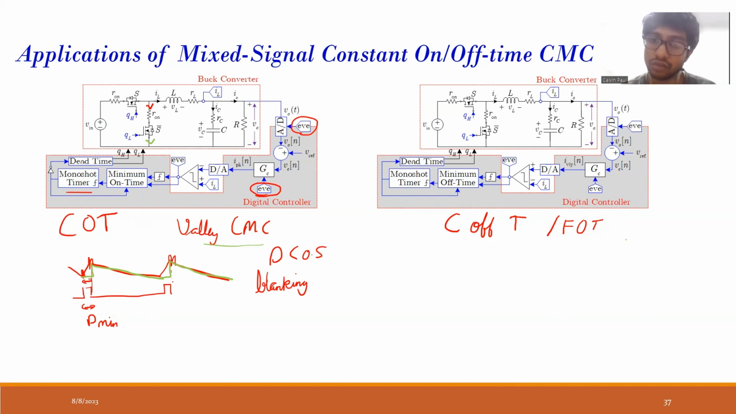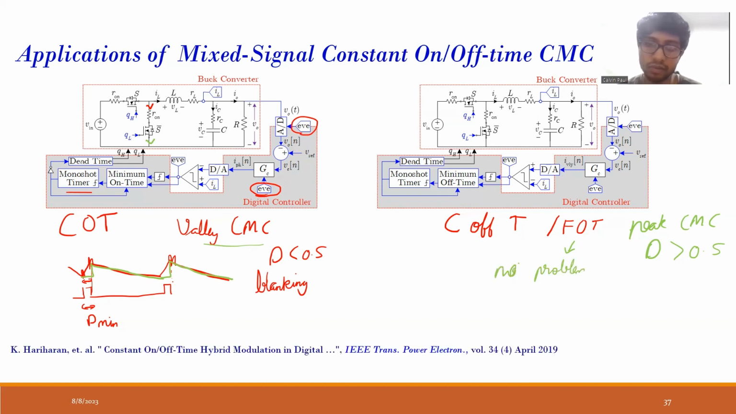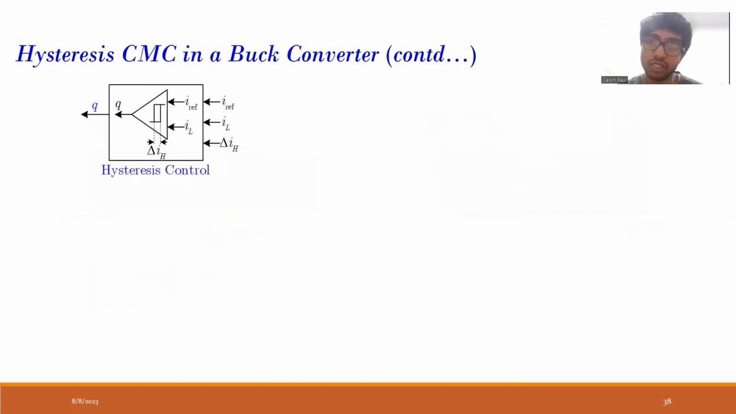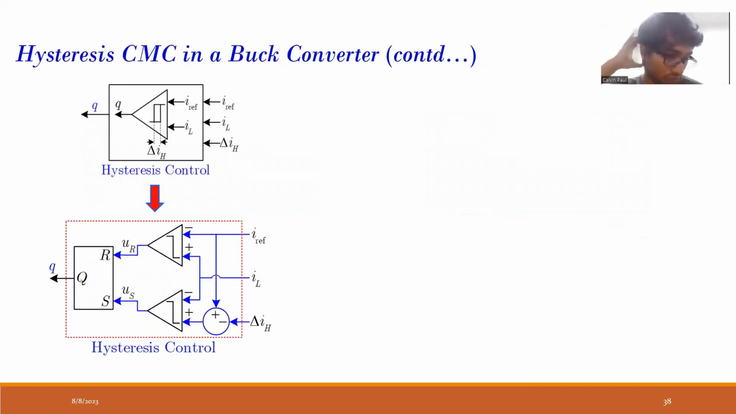Then we can also use fixed off-time control or constant off-time control, which is equivalent to peak current control. Based on a particular operation, we can go for either constant on-time control or fixed off-time control. Peak current control is unstable for duty ratio greater than 0.5, but fixed off-time control does not have that problem. No problem for duty ratio greater than 0.5. Now we will go to hysteresis control. These are variable frequency control techniques.